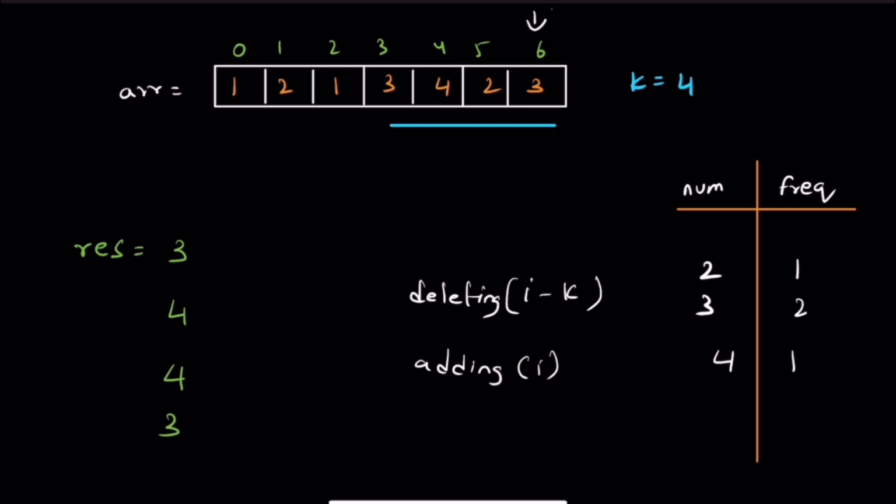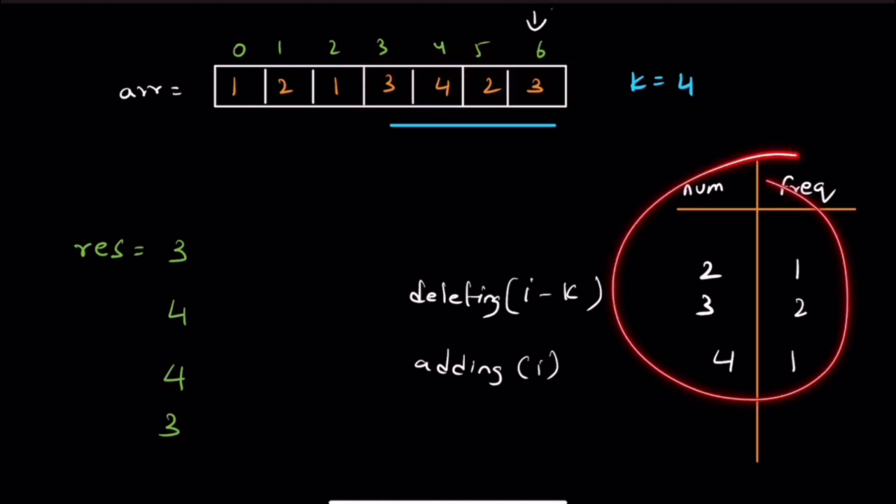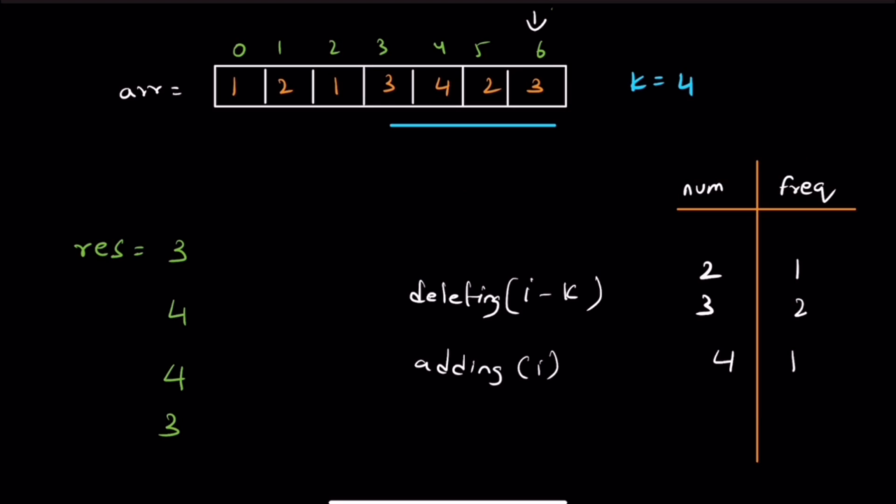Even if we check manually for this window, how many unique elements do we have? 1, 2, and 3, right? Because this 3 is already repeating. So we have only 3 elements, and that's what we have outputted in our result. So this way, with the combination of hash map with sliding window, we can easily solve this problem, right?